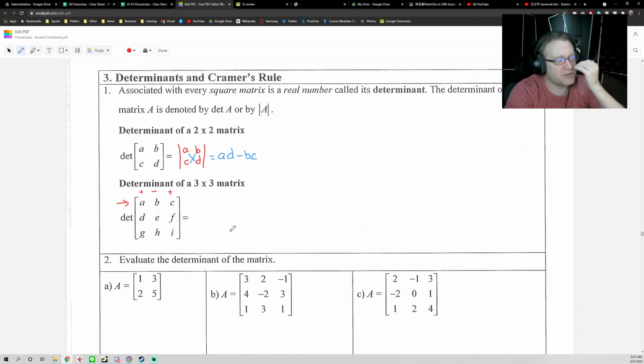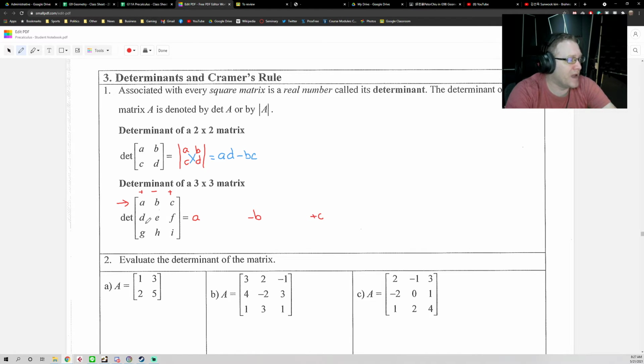So let's go ahead and write that first. We're going to have A, and that's positive, and then we're going to have minus B, and then C is going to be plus again, so plus C. Good, so we'll start there. We have A, B, C. It's going to be A minus B plus C.